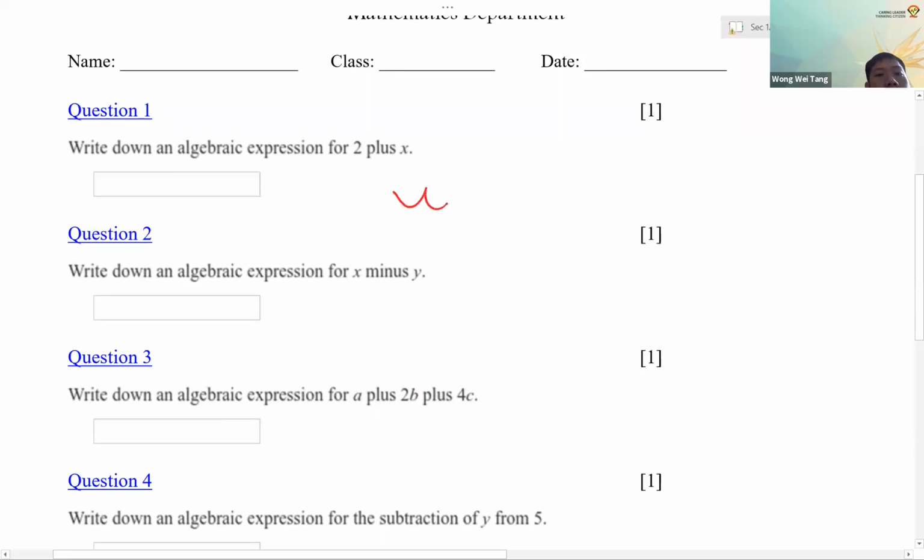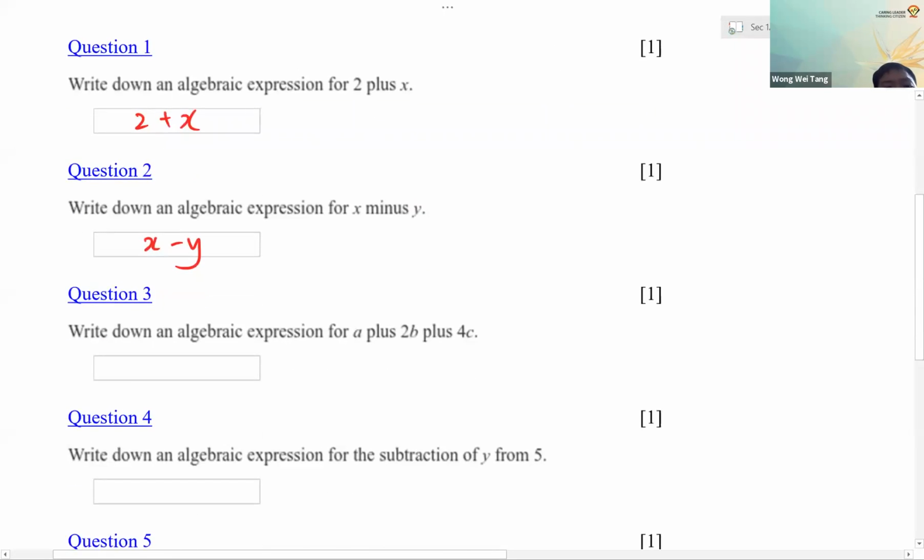Okay, so question one, write down an algebraic expression for 2 plus x. It is simply 2 plus x. That's all that there is to it. Next, an algebraic expression for x minus y. So it is just x minus y. So these are just some of our warm-up questions.